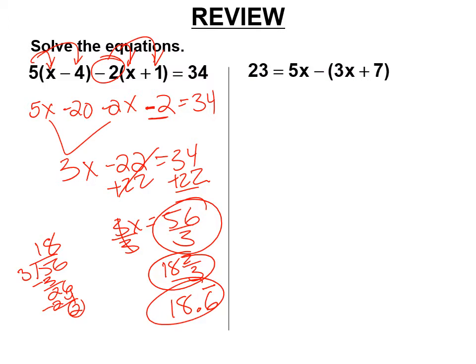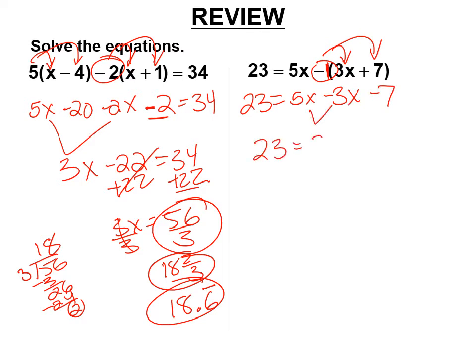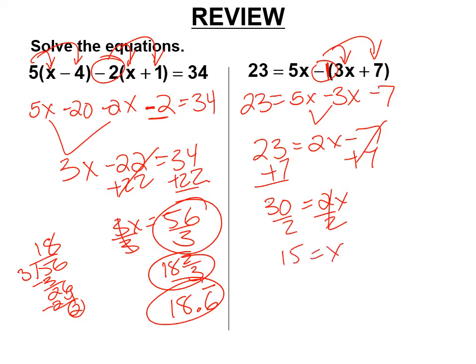All right, so you're solving this. The key to this problem is you have to distribute a negative 1. Anytime you have a minus out there, you're going to distribute a negative 1, so it's minus 3x minus 7. Combine your like terms, 2x minus 7. We got a nice two-step. 23 plus 7 is 30. 30 equals 2x. Divide by 2. And 15 equals x.